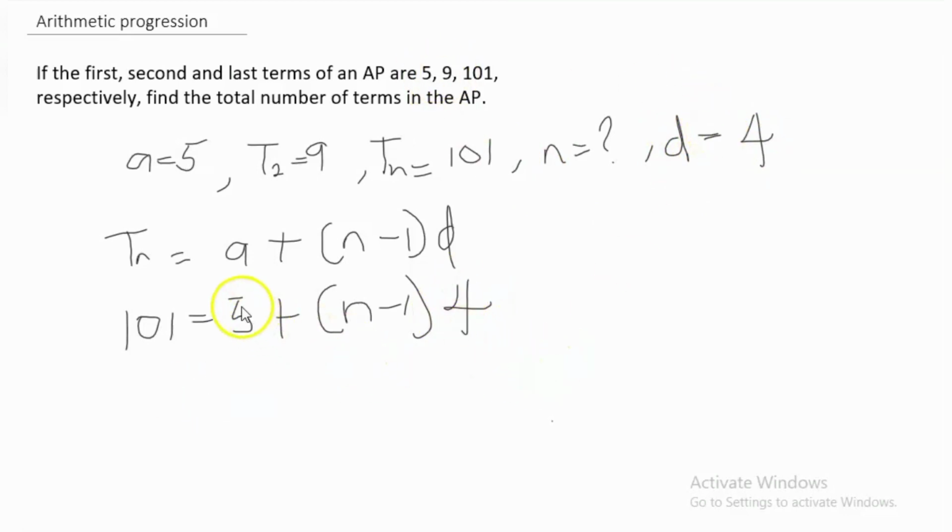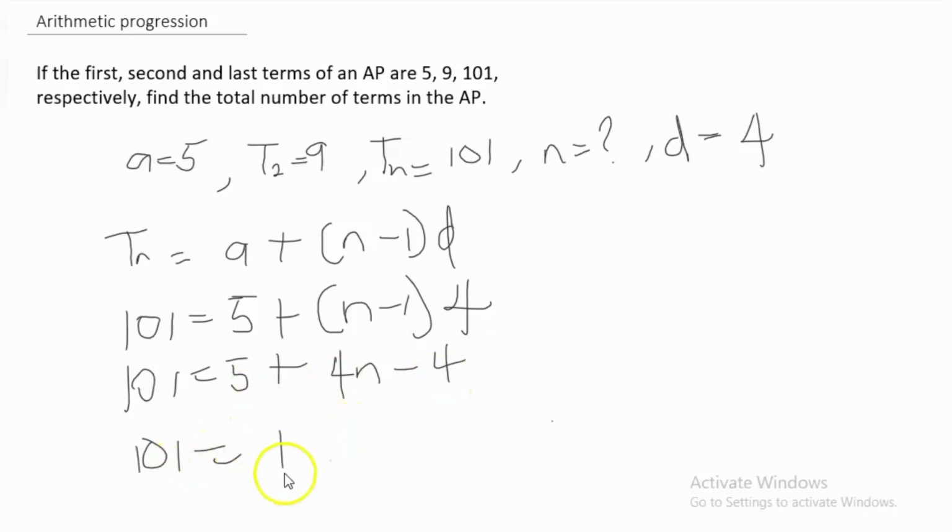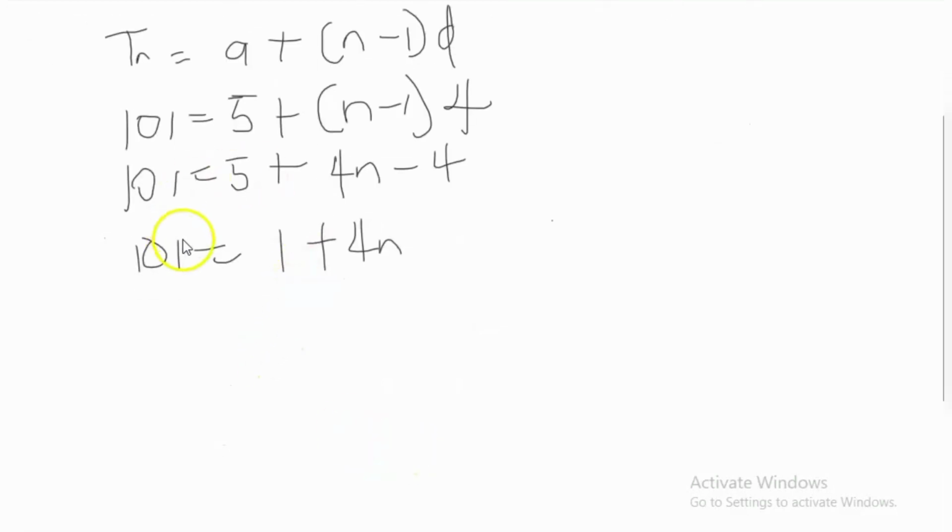So now we can just solve this like any algebraic equation. So 101 is equal to 5 plus 4 multiplied by n, which would be 4n, and 4 multiplied by negative 1 would be negative 4. Okay, so let's carry on. 101 is equal to 5 minus 4, which is 1, plus 4n. So we simply take 1 to the other side, and if you take plus 1 to the other side, it turns to negative. So that will be 101 minus 1, which is going to be 100, equal to 4n.